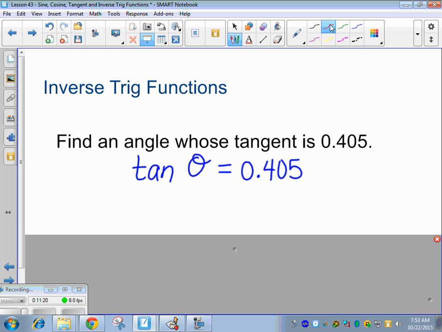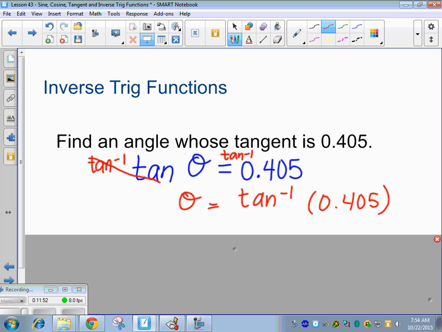So you set it up like that. Okay, tangent theta has to equal that. Now I want to find theta. What is the angle? We want to get rid of this tangent and just find theta. So what we can actually do is take the inverse of both sides. Okay? So what happens is this cancels that tangent out, and now my theta is actually equal to inverse tangent of 0.405, which is a lovely button on our calculator.